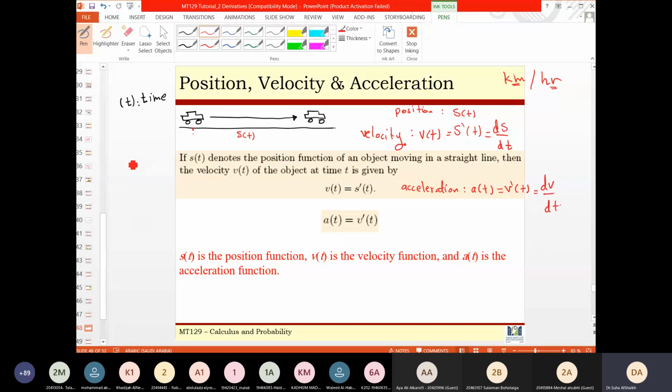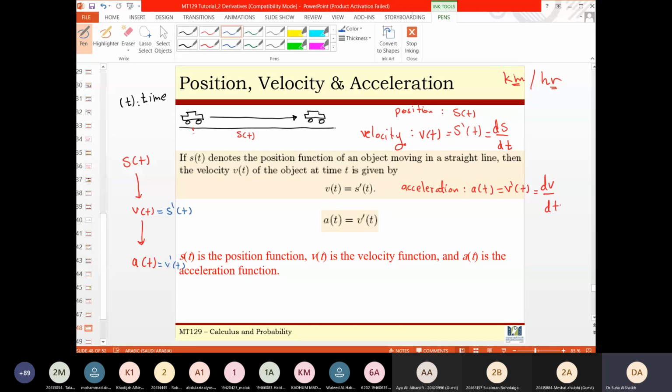So we have three things. I have the S of T, which is the position. I have the V of T, which is the speed or the velocity. And I have the acceleration, the A of T. The V is the derivative of S, and the acceleration is the derivative of V. It makes sense? This is what I want you to know.